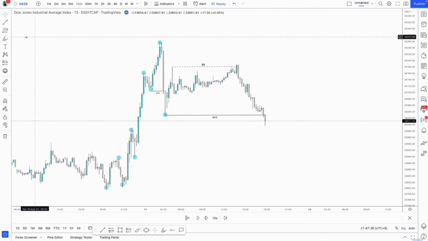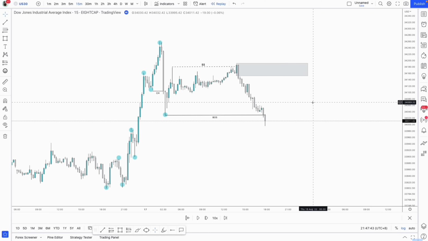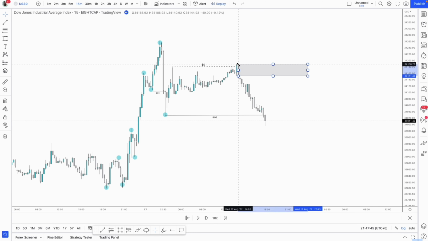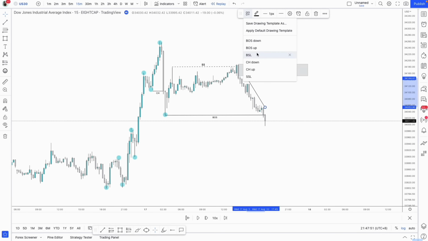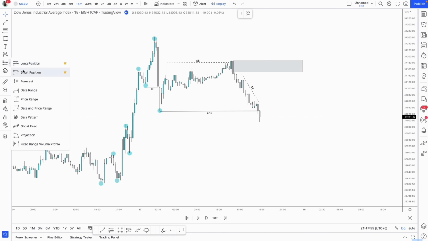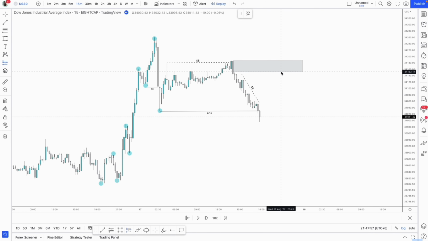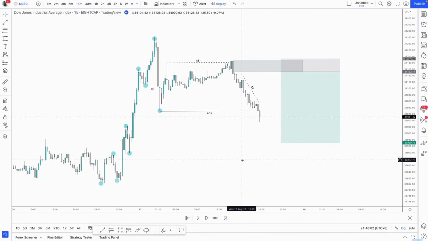Now we have a new level of supply, which is this one. And we have all of the built-up mitigation for liquidity, buy-side liquidity. And so that is where you would be taking your entry. Very, very not difficult to understand.